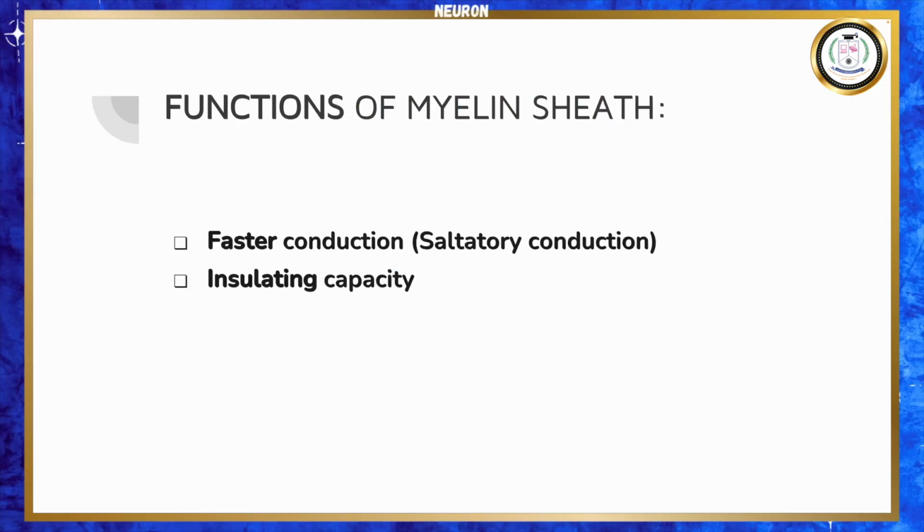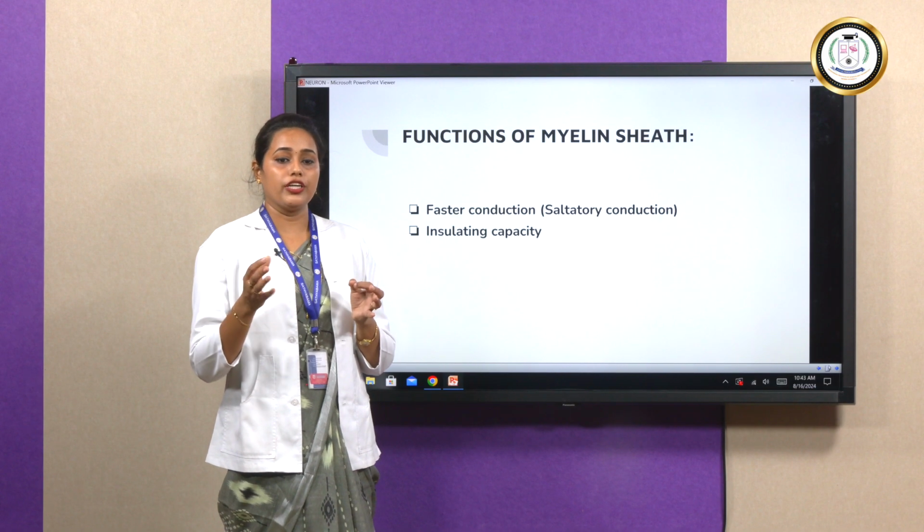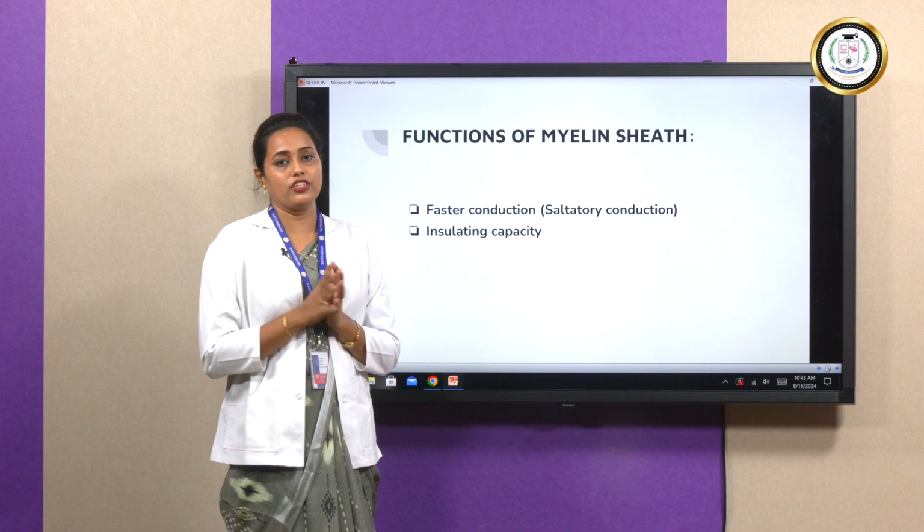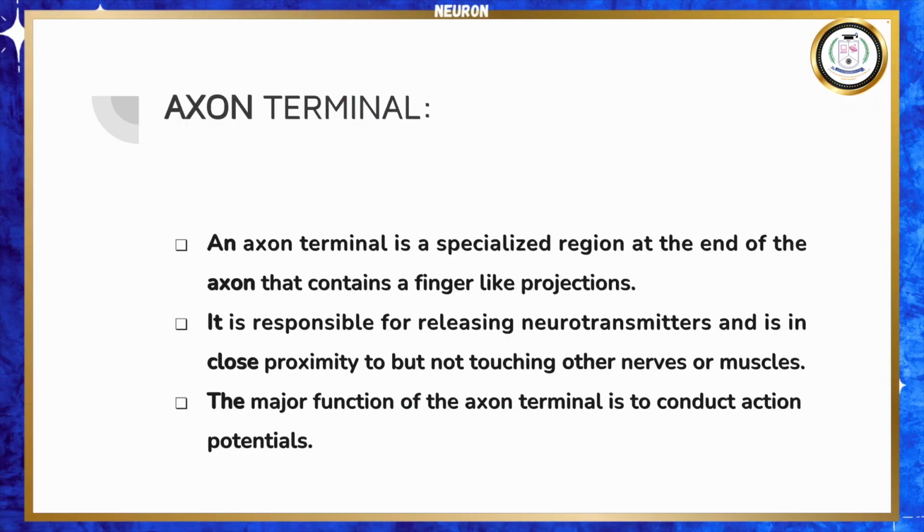Next, to talk about insulating capacity, the myelin sheath has a high quality of insulating power. This restricts the action potential to be transferred within the cell rather than sharing it with the neighboring cells. So next we will discuss the axon terminal.